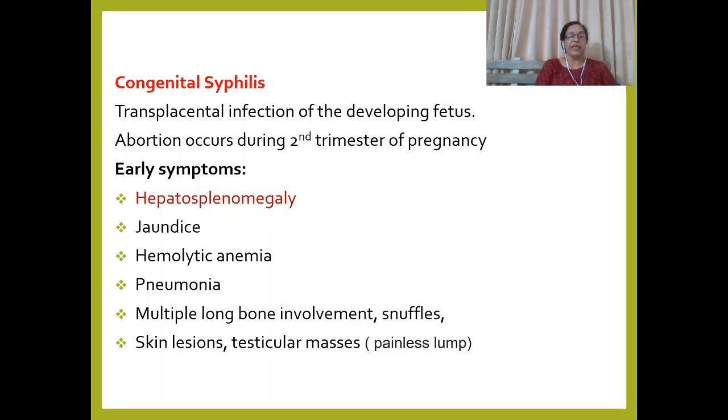Now about the next category of syphilis, that is congenital syphilis. As you know, the disease may be transmitted from mother to fetus. Here there is transplacental infection of the developing fetus. And initially, if a high load of organisms enters via the placenta into the uterus, there is always a chance of abortion. These mainly occur during the second trimester of pregnancy.